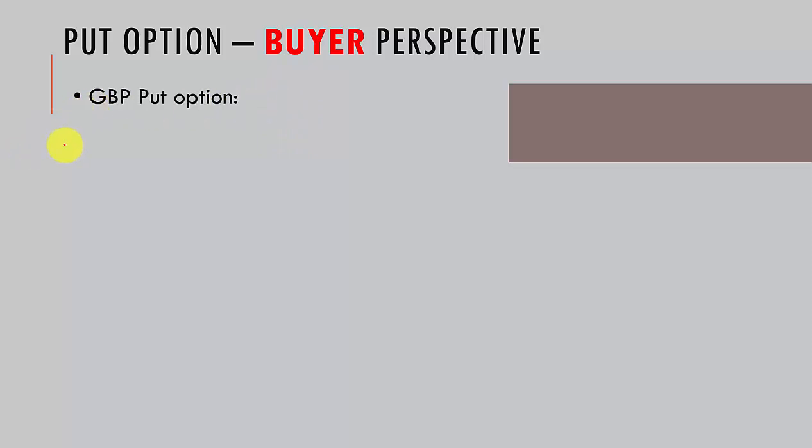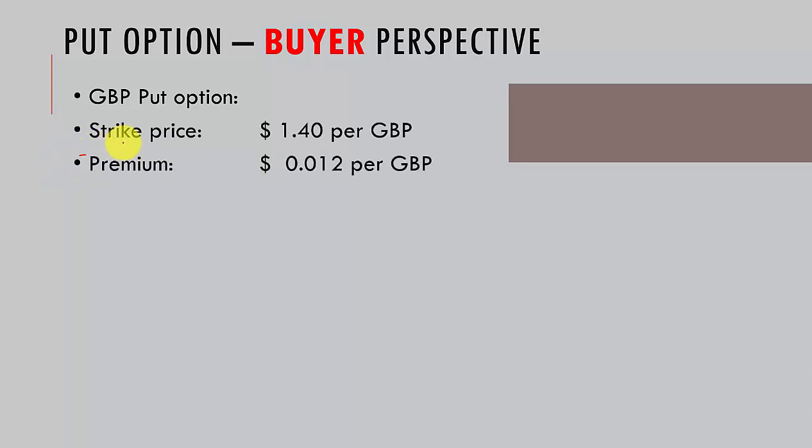The contract we're looking at is the pound put option. The strike price is $1.4 per pound. The premium is $0.012 per pound. The contract size is 31,250. What does this mean with all that information? It means that when the buyer pays the premium, the buyer becomes the owner of the put option contract and has the right to sell pounds for $1.4 per pound.